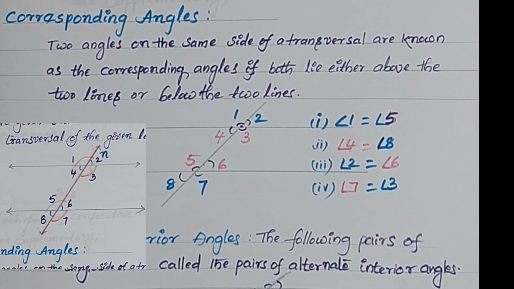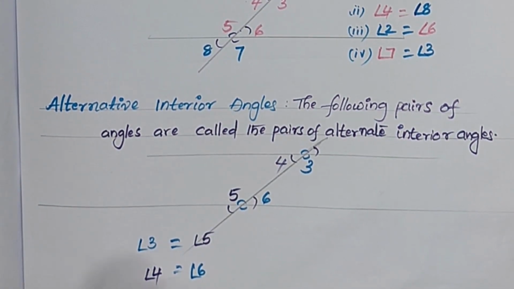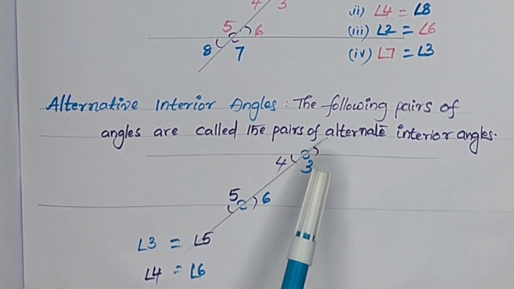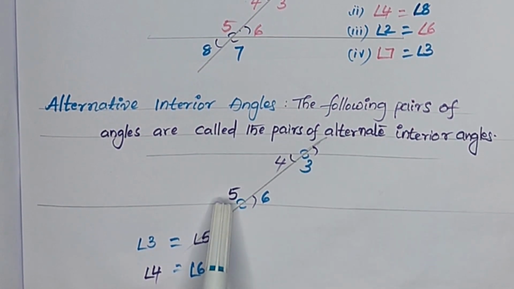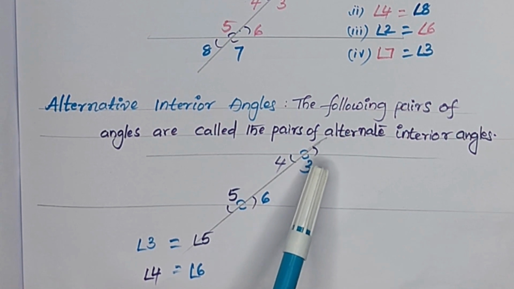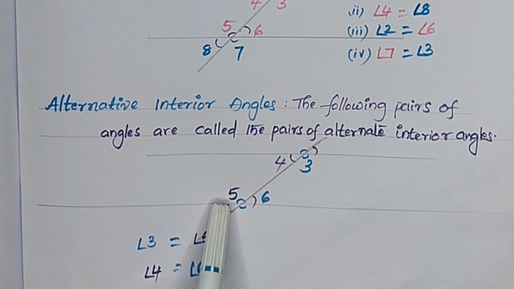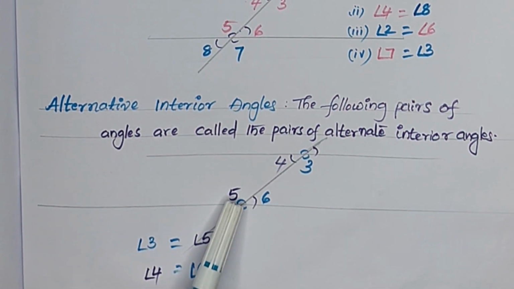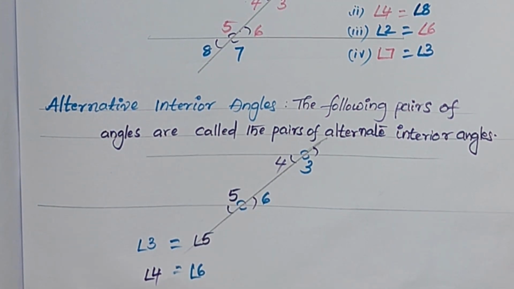These are corresponding angles. Now, alternate interior angles. What are alternate interior angles? The following pairs of angles are called pairs of alternate interior angles. We take the interior angles on alternate sides of the transversal, one on the left side and one on the right side. So angle 3 is equal to angle 5, which is an alternate pair. Angle 4 and angle 6 are also alternate angles.